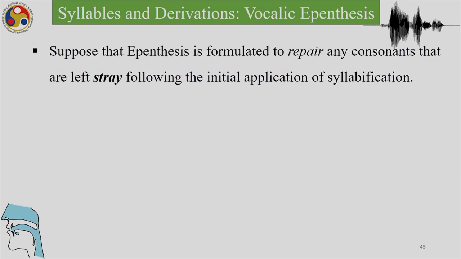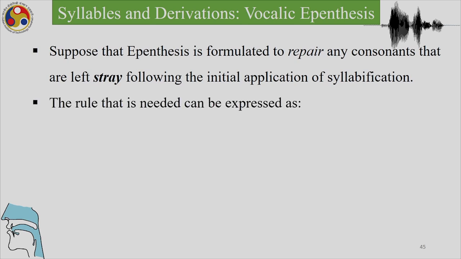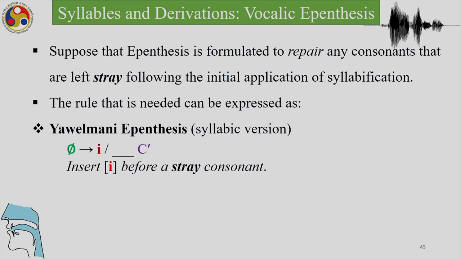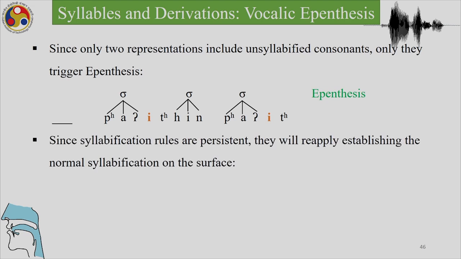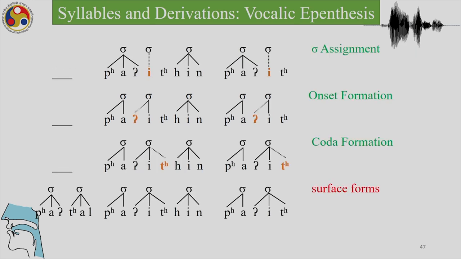Suppose that epenthesis is formulated to repair any consonants that are left stray following the initial application of syllabification. That rule can be expressed as: null goes to the vowel i if there is a following stray consonant. So insert i before a stray consonant, where C means an unsyllabified consonant. And since only two representations include unsyllabified consonants, only they trigger epenthesis. Since syllabification rules are persistent, they will reapply, establishing the normal syllabification on the surface. So finally, we have syllable assignment, onset formation, coda formation, and the surface forms where i had to be inserted because the particular kind of coda was not possible. The stray consonants had to be adjusted with the epenthesis.